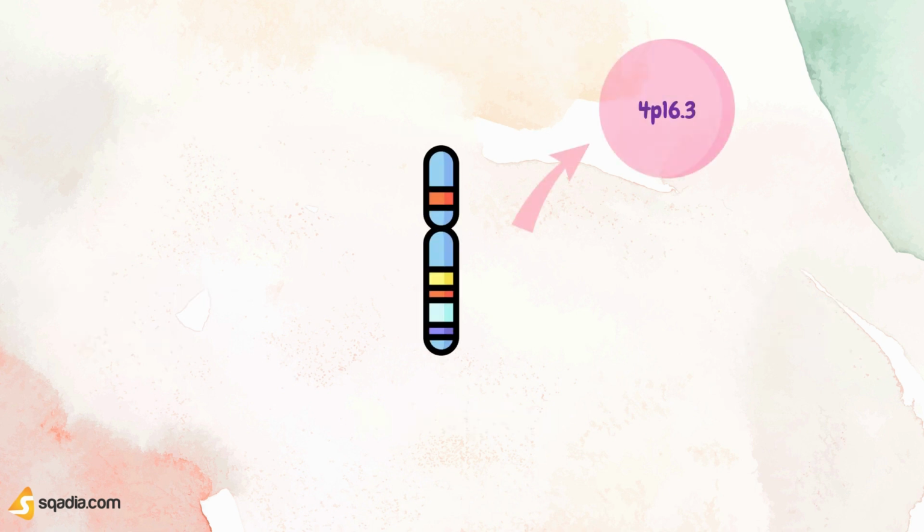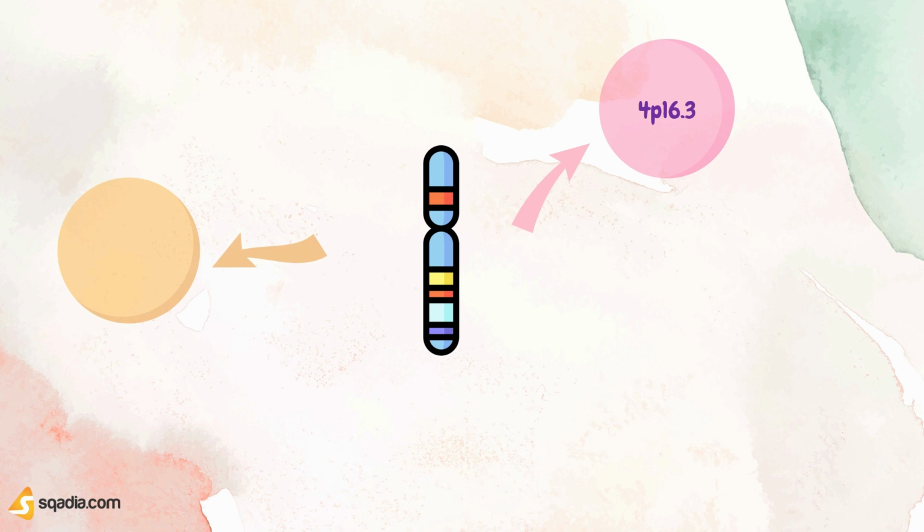4p16.3 refers to band 16.3 on the short arm of chromosome 4. The numbered bands are used to specify the location of the genes found on each chromosome. Expansion of part of the short arm of chromosome 4 causes this disorder.